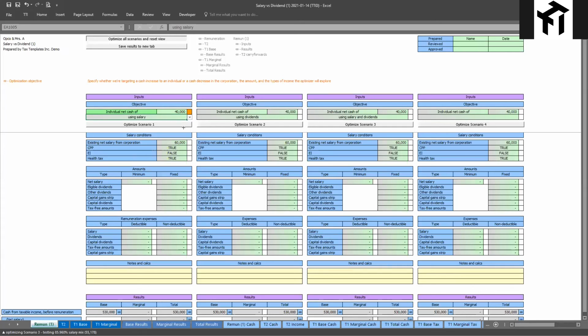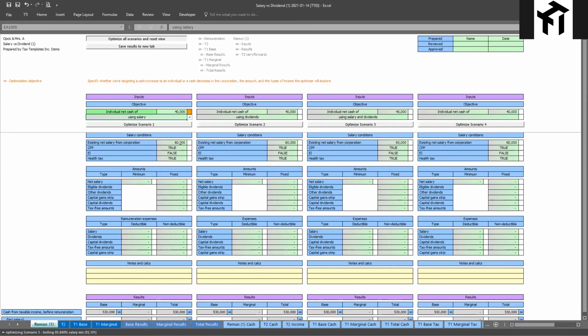Now we have here our salary conditions. If you recall, on the T1 base tab, we put in $60,000 employment income, and that flowed through directly to here. But if that employment income perhaps came from another source, or part of it came from another source, you are able to override the $60,000 to what has been the employment income from the specific corporation.